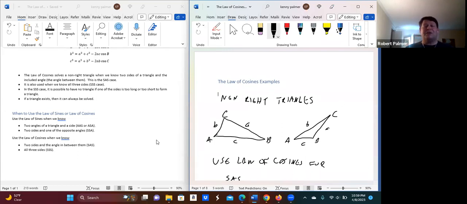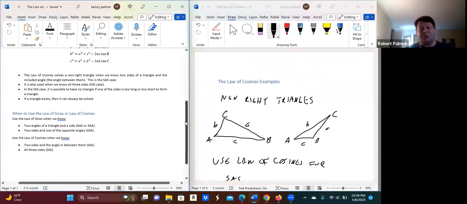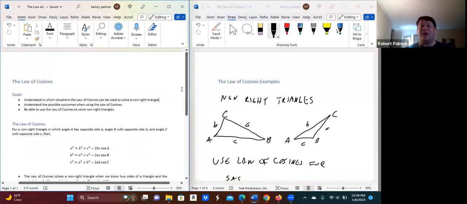Then you use the law of cosines when you have the side-angle-side case, when you have two sides and the angle in between them, which you can't do with the law of sines. And finally, when we know all three sides, that also means you cannot use the law of sines. So that's how to know when to use each relationship. Make sure you understand the possible outcomes and possible issues you can have using each method. Thank you. Have a good day.